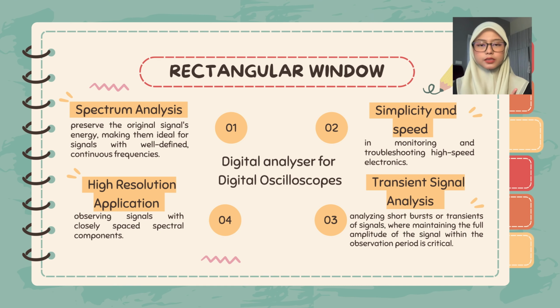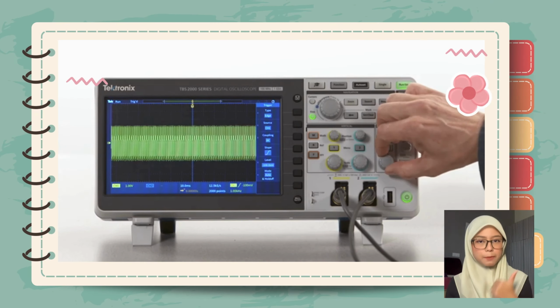First, spectrum analysis. Rectangular windows are used for analyzing signals in the frequency domain, such as during a fast Fourier transform. They preserve the original signal's energy, making them ideal for signals with well-defined, continuous frequencies. Next, simplicity and speed. Rectangular windows are computationally efficient, making them suitable for real-time analysis where speed is essential, such as in monitoring and troubleshooting high-speed electronics.